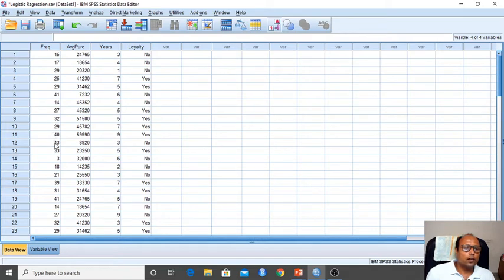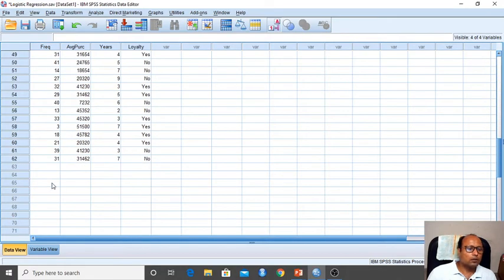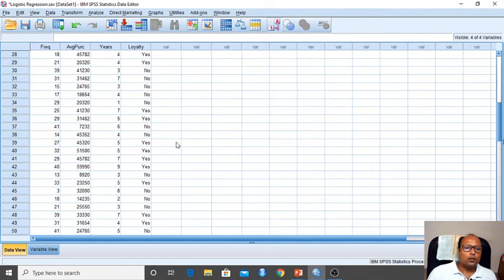So these are the frequency of purchase, how many times he has purchased in a year, average spending, since how many years he is doing business with us, and this is whether he is loyal or not. So here loyalty becomes your dependent variable, and frequency of purchase, average purchase and years are your independent variables. Now using this existing data for about, say, 62 respondents, you want to run logistic regression analysis.